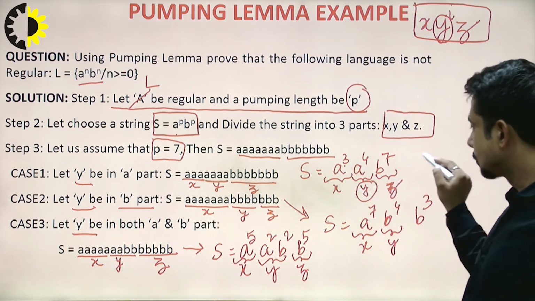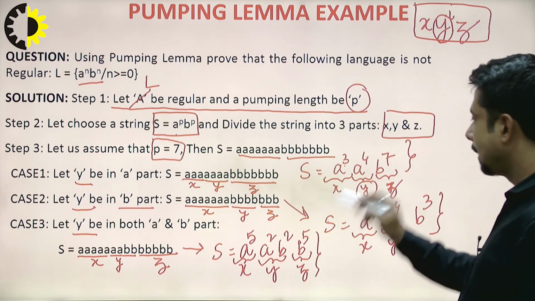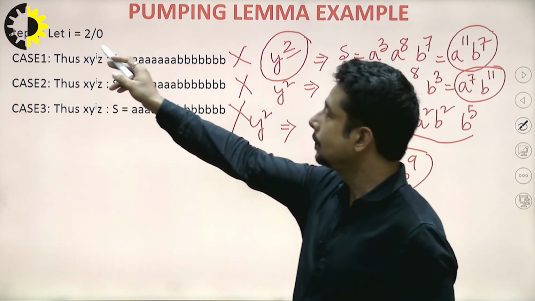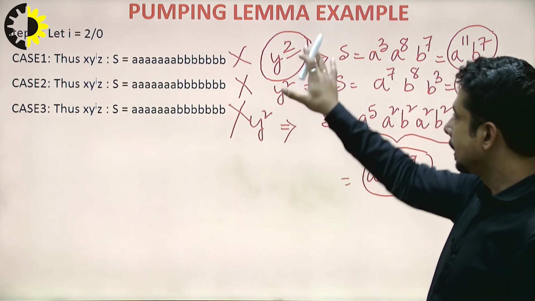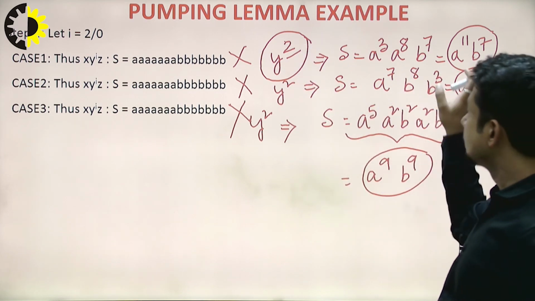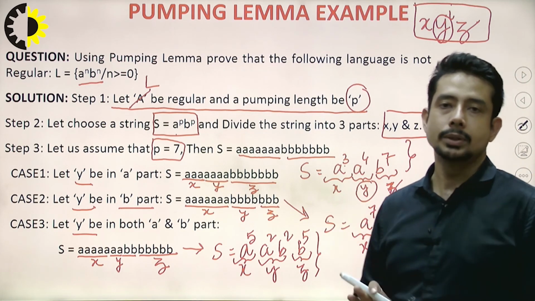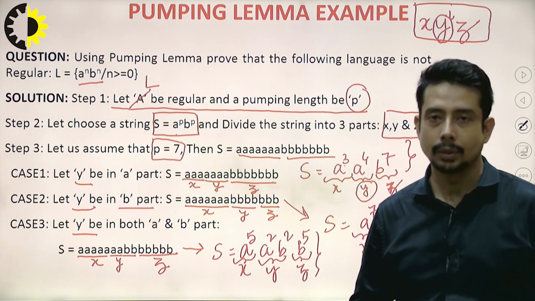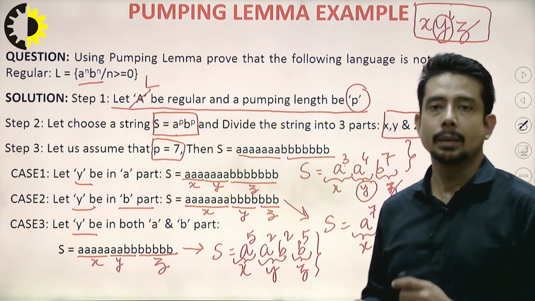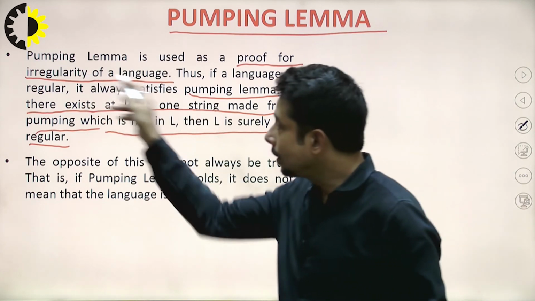Then I got expressions like this in all 3 cases, and then I applied the value of i as 2 or 0. Any one of them you can take, and then you check whether it is matching with the given format or not. If it is matching, then the language is regular. If not, then it is not regular. We will definitely get the condition as not regular only, because pumping lemma is a negative algorithm. It is used to check the irregularity of a language.